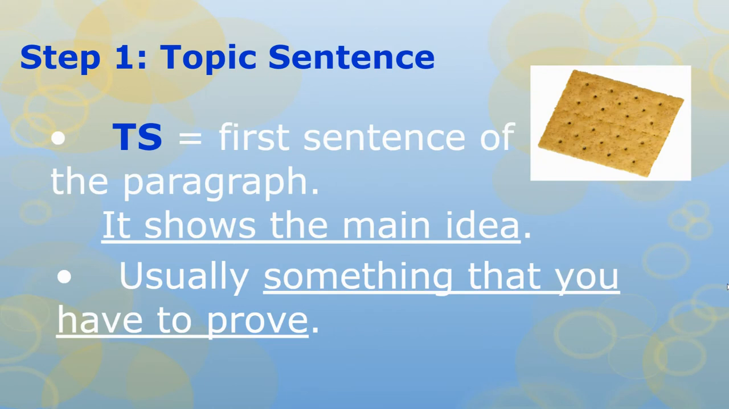The first sentence of your paragraph is your topic sentence, and we call it that because it should give a clear idea what the topic of your paragraph is. We think of this like the top cracker. It's the first thing you see when you look down at your plate and you see your s'more. It should show the main idea, and a really good topic sentence is typically something that you're going to prove.